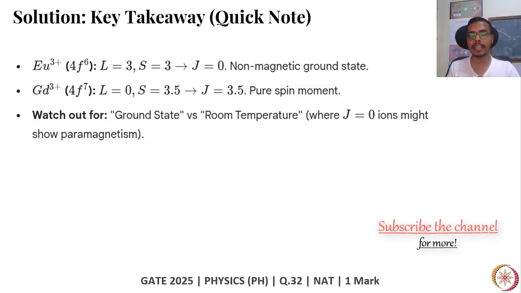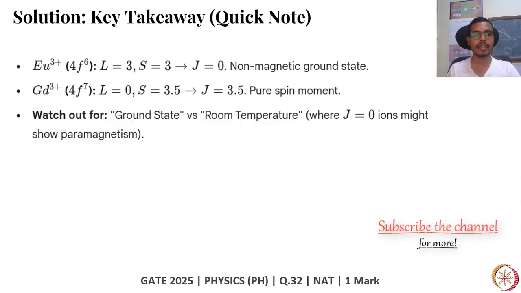Here is a key takeaway for this particular problem. In physics exams, always watch out for the 4f6 case, that is europium. It is famous because the L and S perfectly cancel each other out in the ground state, leading to a non-magnetic result. If you see 4f6, the answer for the ground state moment is 0.